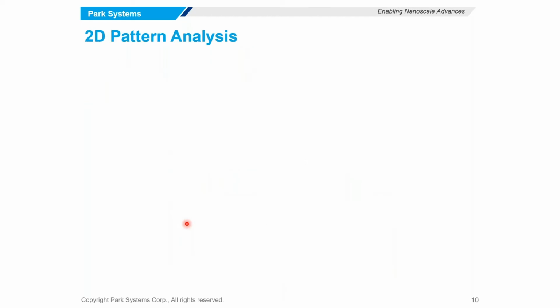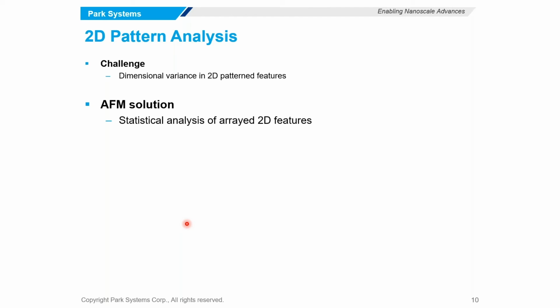A final point here is 2D pattern analysis, which is meeting the challenge of assessing dimensional variance in various 2D pattern features, such as through silicon vias, for example. Interlayer connects in a memory product is another example. So for this, Park AFM allows for statistical analysis of those arrayed 2D features to assess the variance within that particular feature in a particular region.